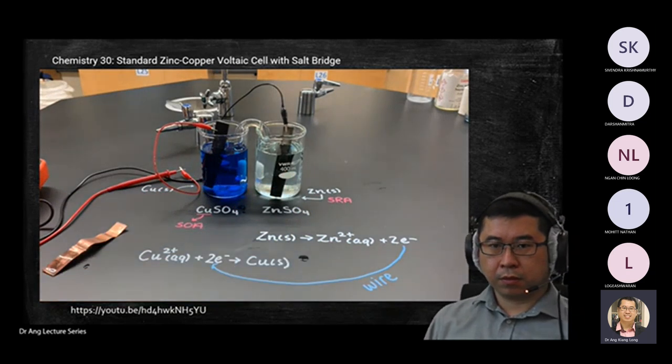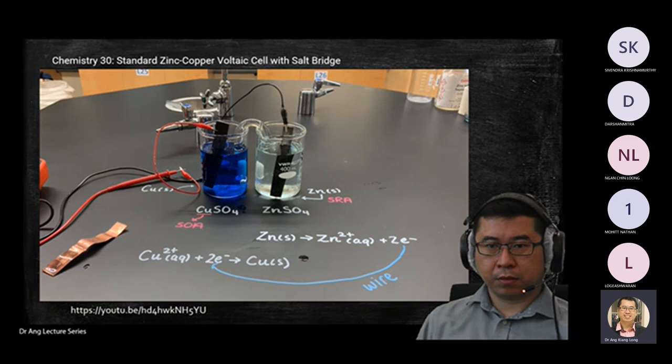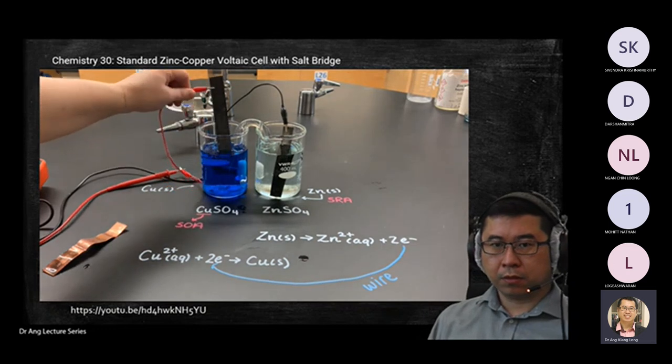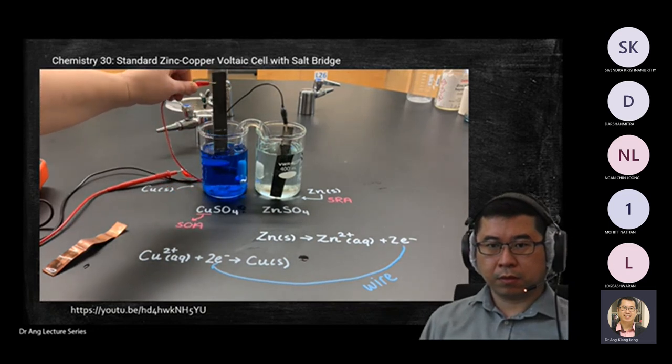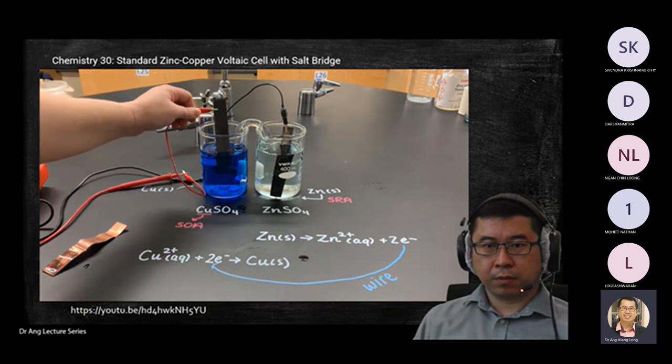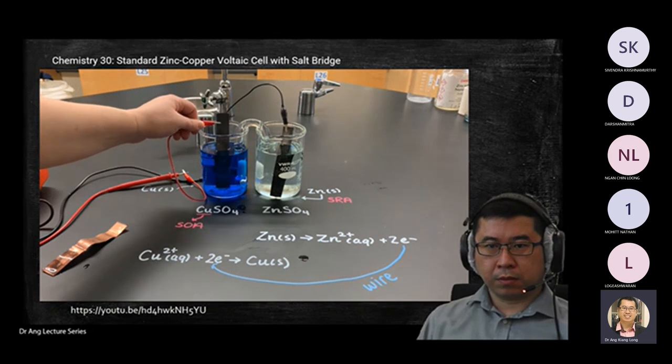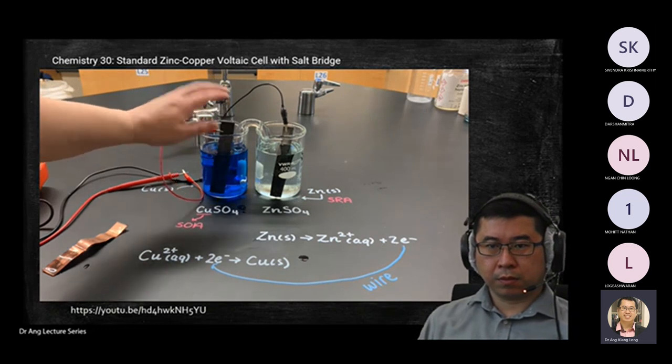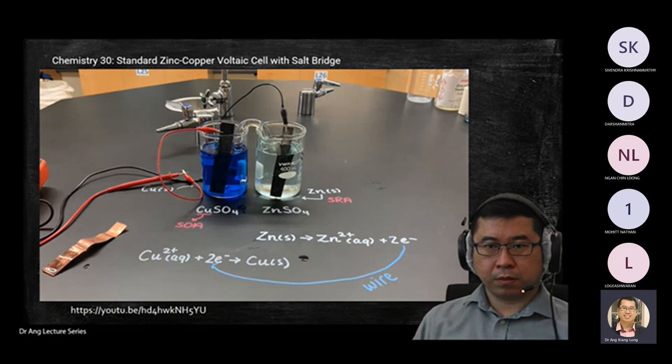The only difference is that over time as this reaction occurs, I should see some plating of copper onto this carbon electrode. So over time, that should develop kind of a copper-colored sheen as solid copper is plated onto it.